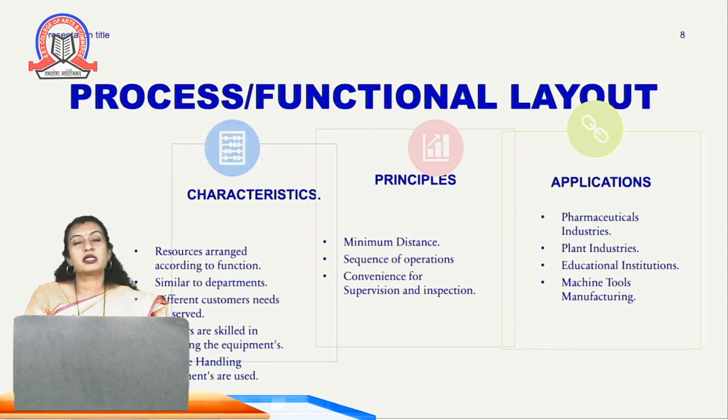So a process layout or a functional layout is a layout in which, according to the function that a department does, accordingly that layout is prepared. So what are the characteristics? Here simple types of machineries are used, different customer requirements are met at different departments, the workers are skilled in using the different equipments, and limited handling systems and limited handling equipments are required.